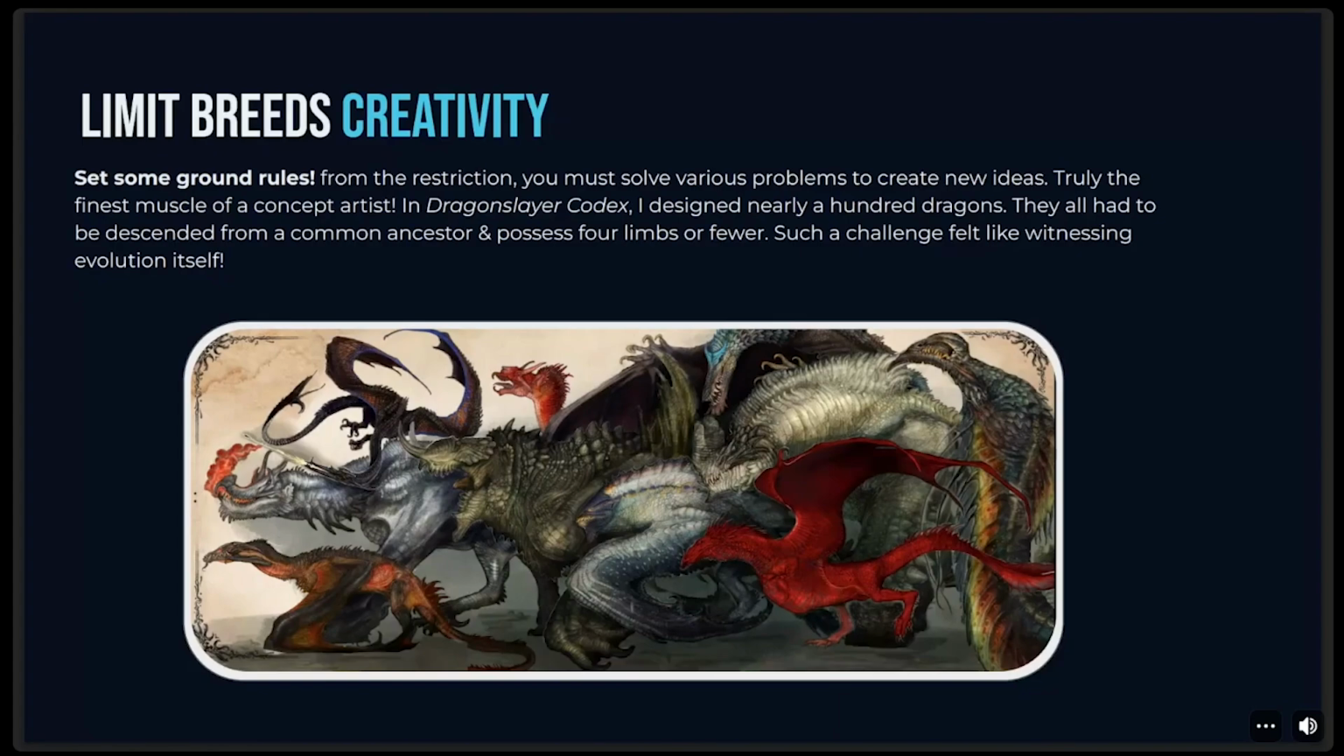I designed over 100 dragons, nearly 100 for the first book, and then I have a whole thing going on. And I think the reason I was able to accomplish that was because I set a limit. All these creatures had to be related to each other from a common ancestor, and they could only possess 4 limbs or fewer. So how do you get around that? And then where do they live? What do they eat? All the stuff we covered in this presentation can birth all kinds of interesting designs.